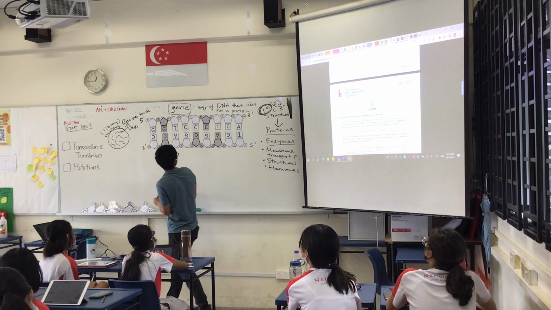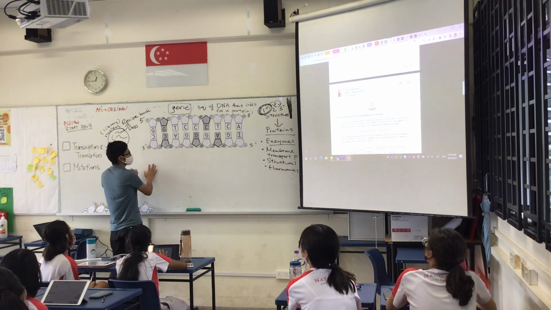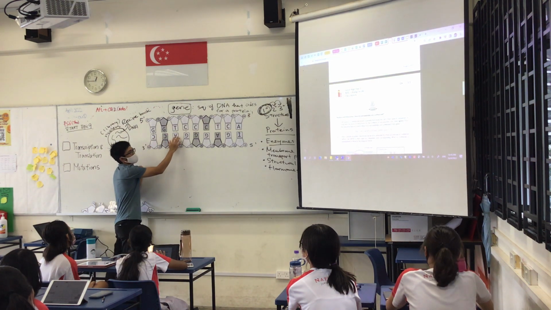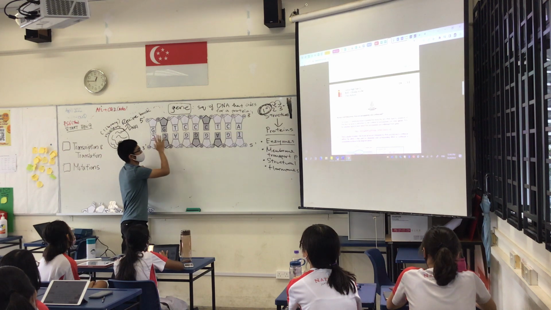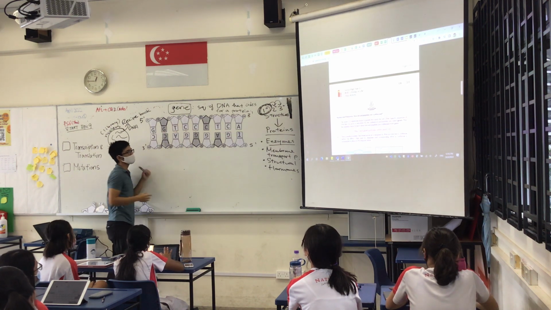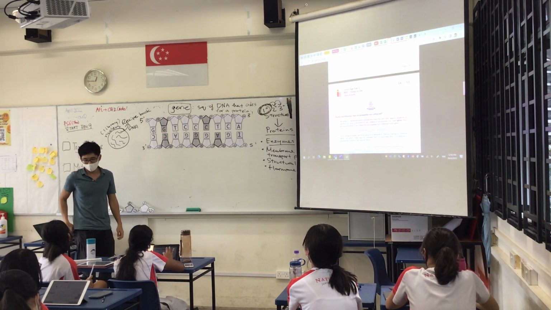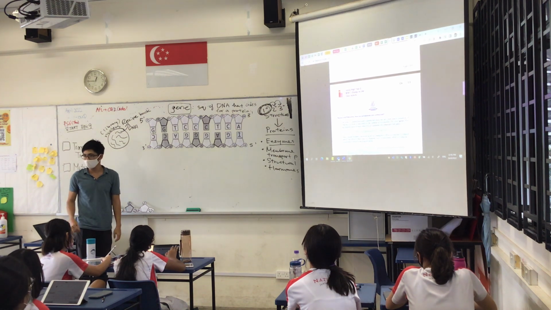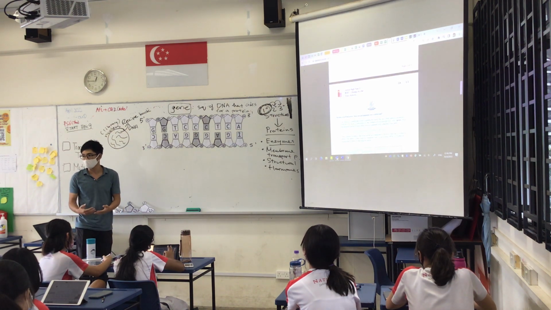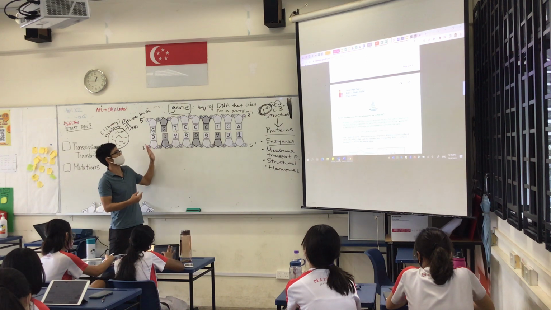A gene is nothing more than a sequence of DNA. When I say a sequence of DNA, I mean a particular sequence of nucleotides. But if you ever see people say sequence of DNA, it means that they're talking about a particular sequence of nucleotides.